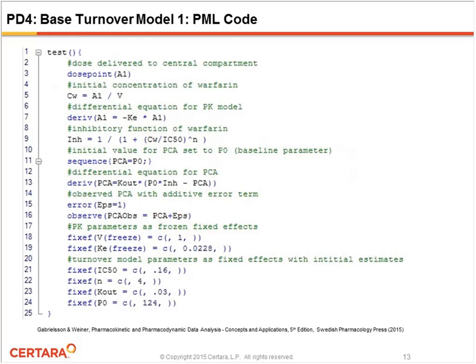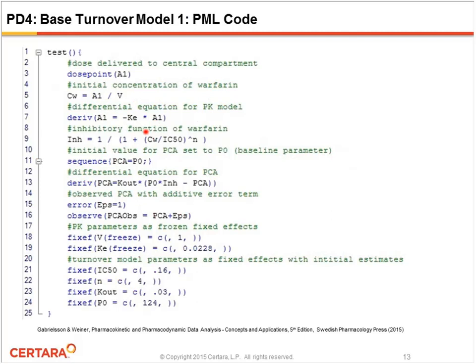Okay, so for our base turnover model, this is the PML code. This is when editing the model in text mode. And this is annotated. So all of the statements that you see in green are comments indicating what the segment of code does. So at the beginning we have a dose point, A1, that's the dose delivered to the central compartment. The initial concentration of warfarin equals the amount in the central compartment divided by the volume of the central compartment. The differential equation for the simple one-compartment IV bolus model expressed in amounts, it's the amount equals minus KE times A1.